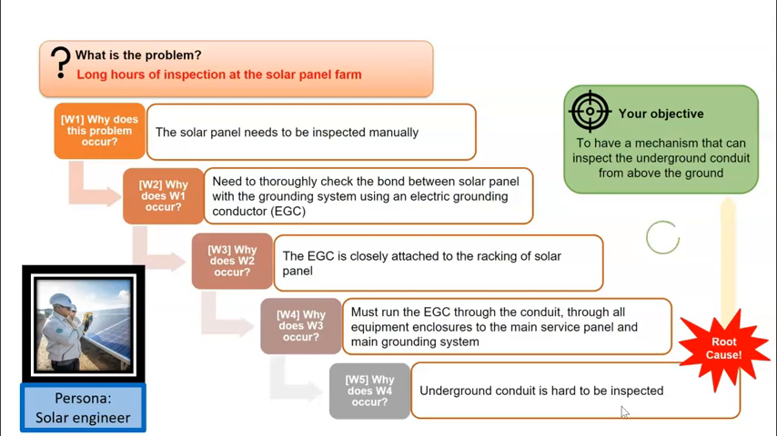Okay, let us recap the example that we had before. The problem here is long hours of inspection at the solar panel farm. You have identified the problem, and you have also identified the persona or the target user who is experiencing this problem, which is a solar engineer. So now let us look into the jobs to be done and also the pains which are experienced by the solar engineer.